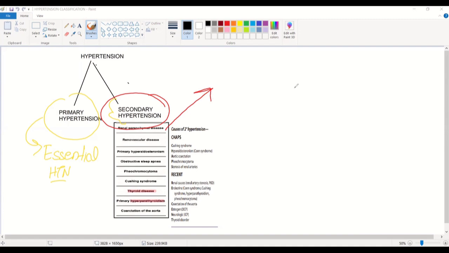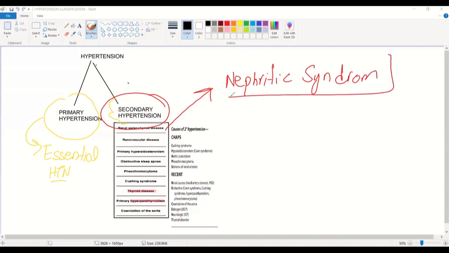Yes. Can anybody tell me one disease of the renal parenchymal disease? Nephritic syndrome, right? Yes. How does nephritic syndrome lead to hypertension? Can anybody tell me the pathophysiology? So nephritic syndrome damages the glomerulus, right?